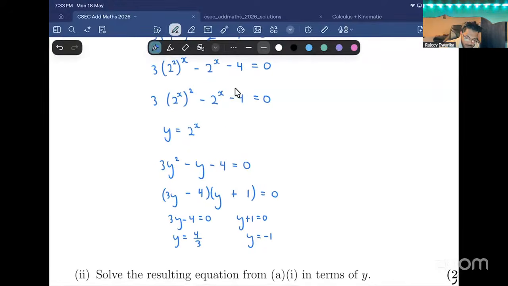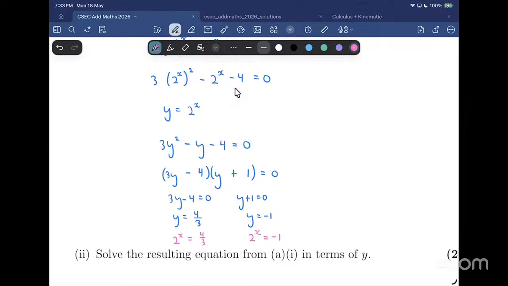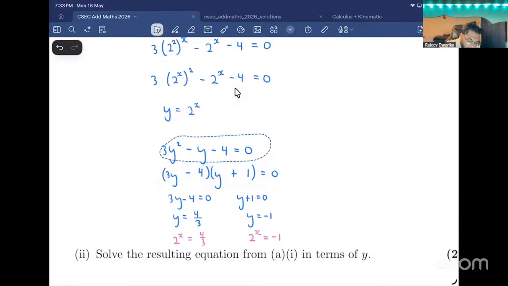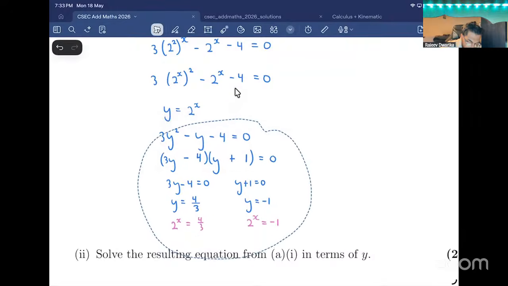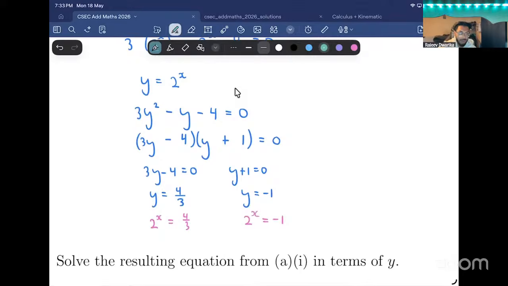Only one of these solutions is valid. Recall that y was equal to 2 to the x. So 2 to the x is equal to 4 by 3, and 2 to the x is equal to negative 1. Which one of these solutions is invalid? The negative 1. Is there any power that will give me a negative answer? No, there's no power that would give you a negative answer. So this is invalid.